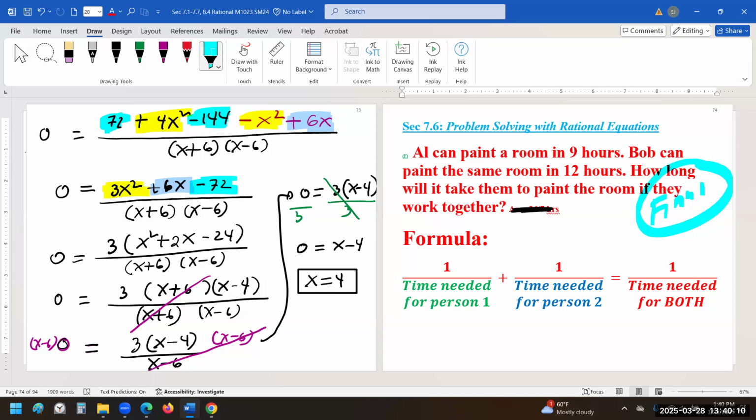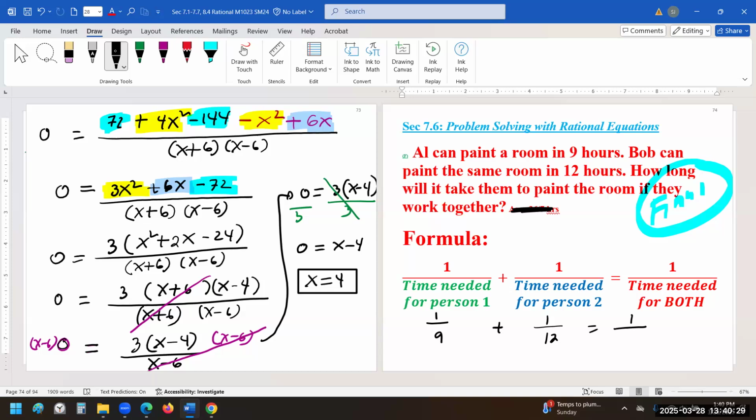So in our case, we have one lazy guy and one faster guy. So what do you have? 1 over 9 plus 1 over 12. And do you know how long it takes to work together?